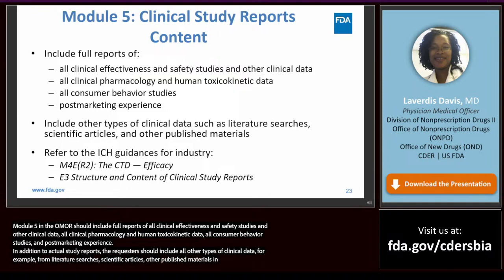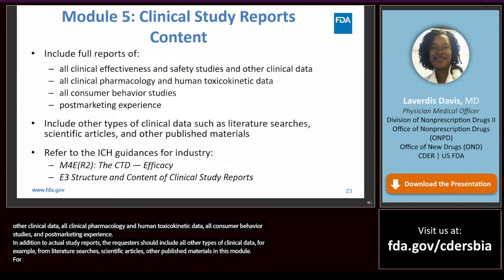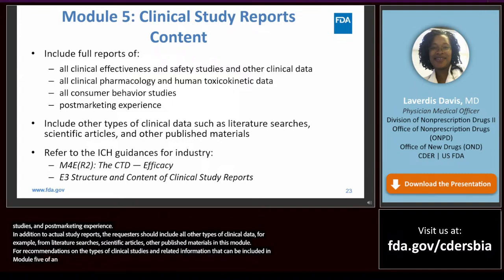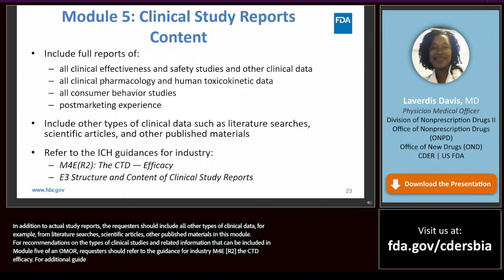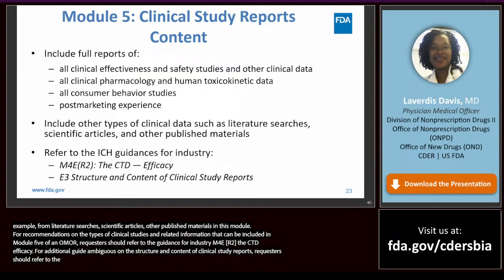For recommendations on the types of clinical studies and related information that can be included in Module 5 of an OMOR, requesters should refer to the ICH Guidance for Industry, M4E(R2), the CTD Efficacy. For additional guidance on the structure and content of clinical study reports, requesters should refer to the ICH Guidance for Industry, E3, Structure and Content of Clinical Study Reports.